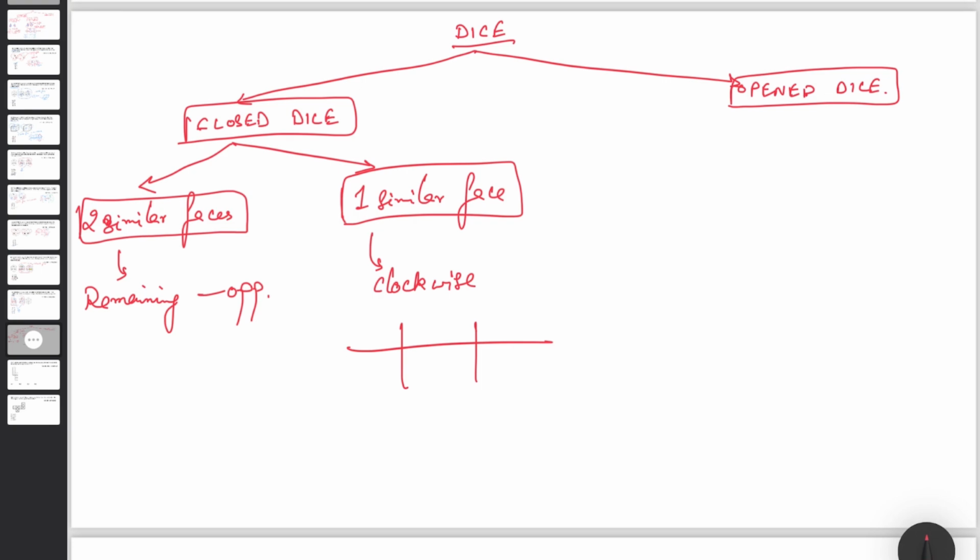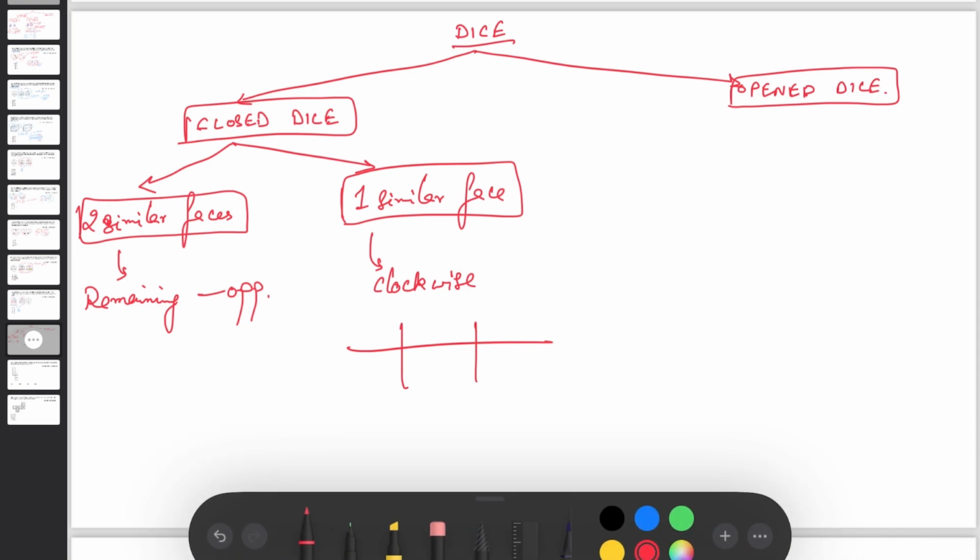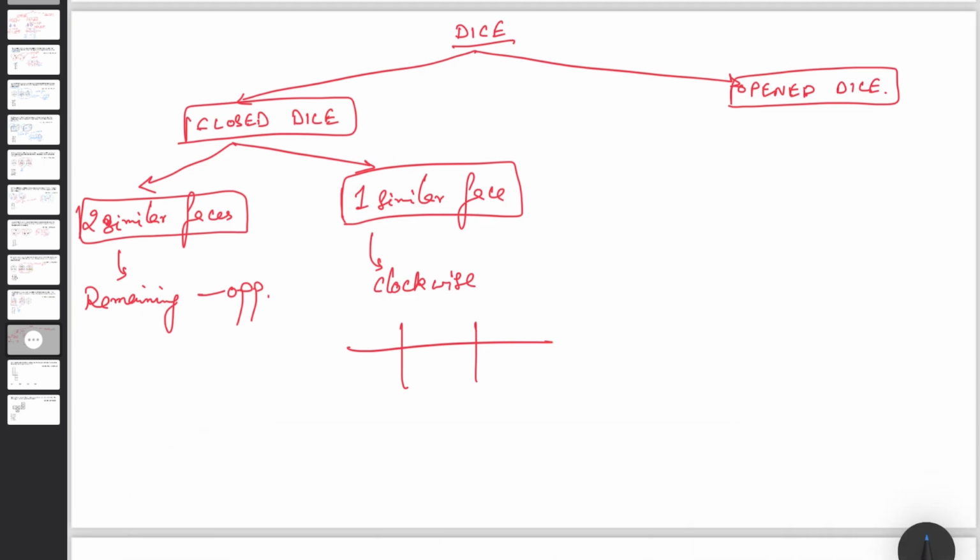And let's see this open dice. For open dice, only few questions are asked. The questions can be asked like this. Let me give you two examples, the first one and the second one. Example number one is 1 2 3 4 5 6.